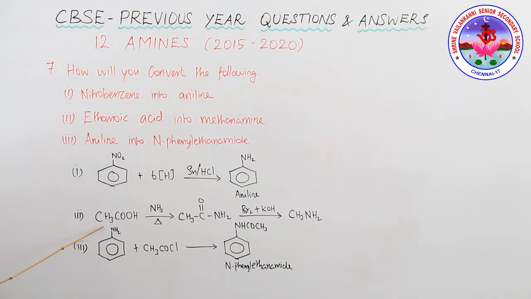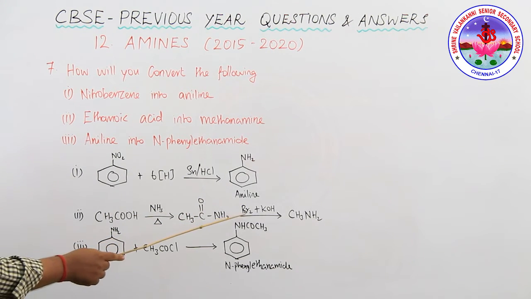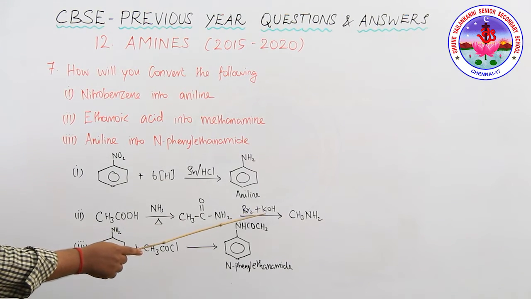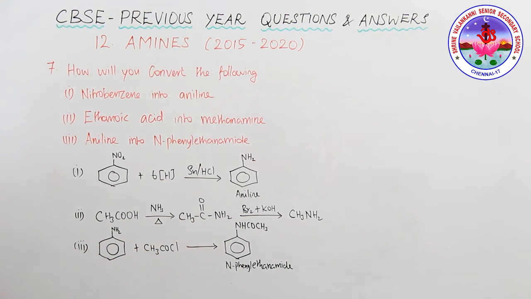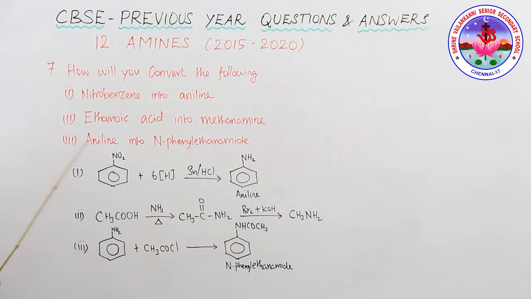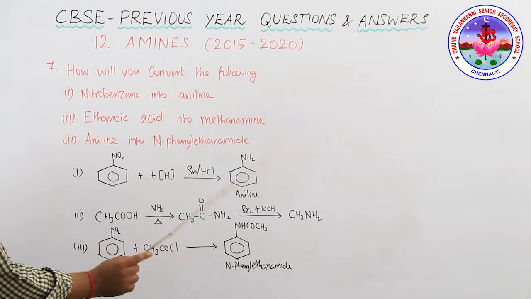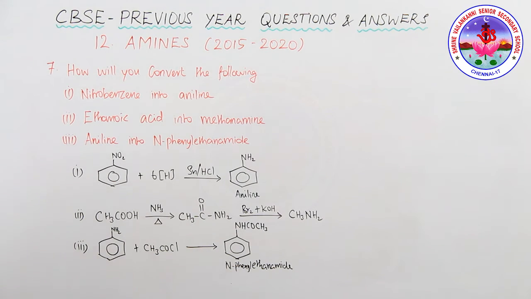Then the acetic acid, that is ethanoic acid. Ethanoic acid on treatment with ammonia and heating gives ethanamide. The ethanamide further on treatment with bromine water and aqueous potassium hydroxide gives methanamine. So this is the conversion of ethanoic acid to methanamine. Then the last one, aniline to N-phenyl ethanamide. Aniline treatment with acetyl chloride forms N-phenyl ethanamide. This is a single step conversion.